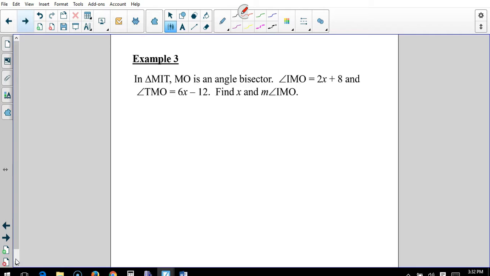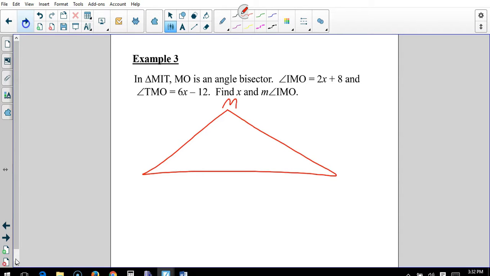Okay, triangle MIT. MO is an angle bisector. So let's just make a triangle. And MO is an angle bisector. So this is where M is going to be split. So I want to cut this angle in half to make this section and this section equal to each other.